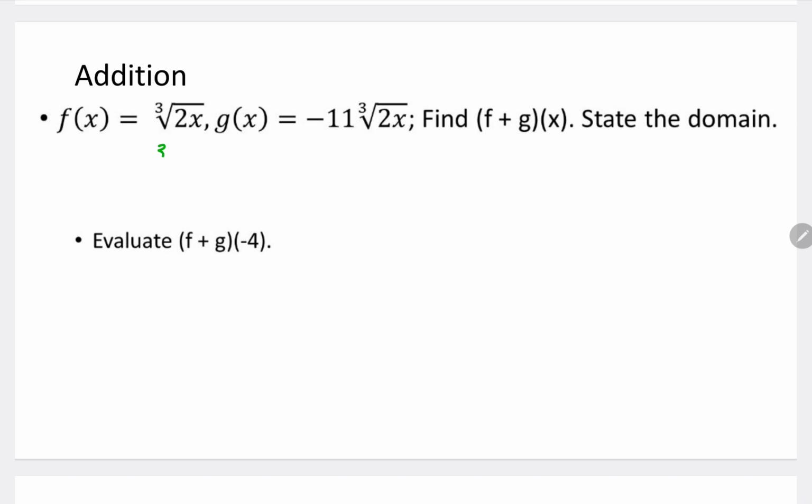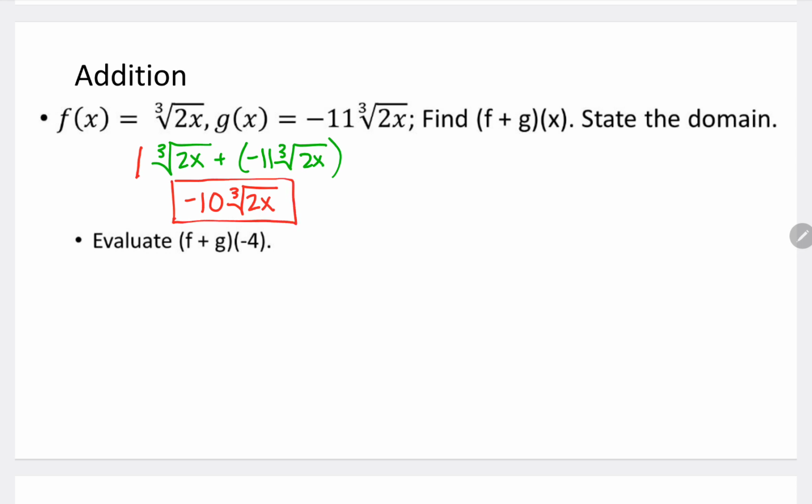But f of x, when we take f of x plus g of x, they both have a cube root of 2x. So really, it's kind of like combining like terms. Our coefficient here is an invisible 1. So we have 1 plus negative 11, which is negative 10, times the cube root of 2x. That's what we get when we take f plus g.